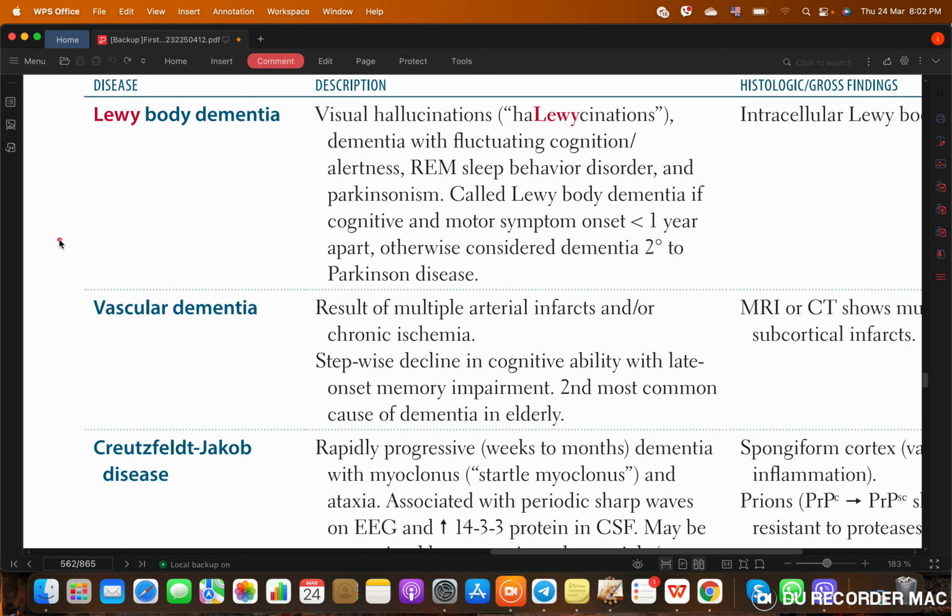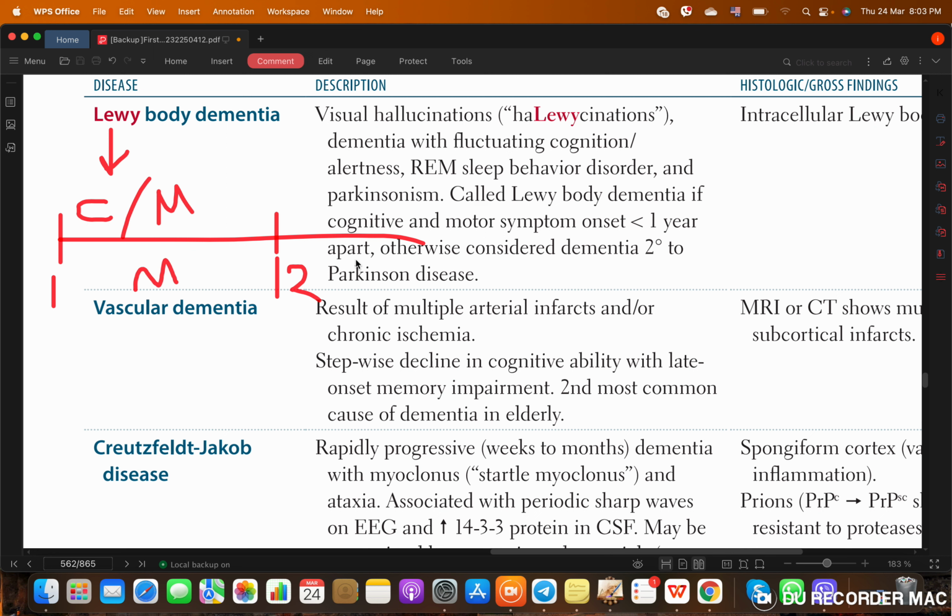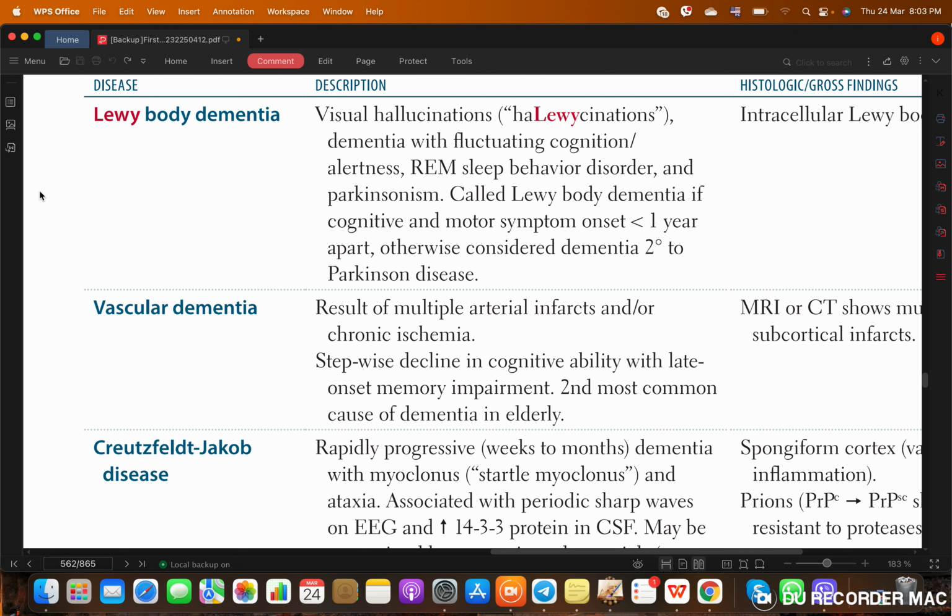What I mean by that, if we put the time here, this is the start of the symptoms, okay? Symptoms start here. Here, it's 12 months, 1 year. If you have the cognitive and the motor problem here, you have Lewy body dementia. If you have here the motor problem only, and here you start developing the cognitive problem, this is Parkinson's disease complicated by dementia.